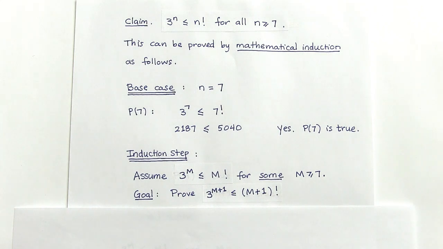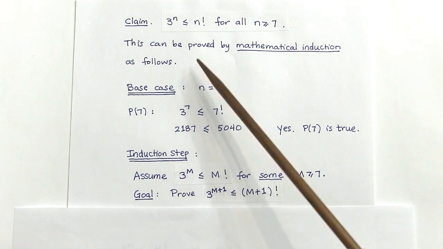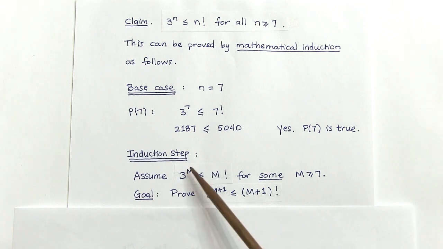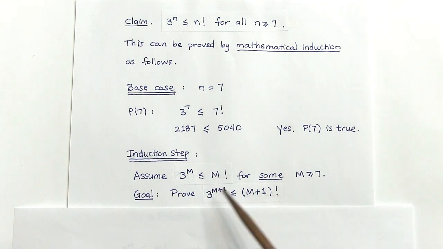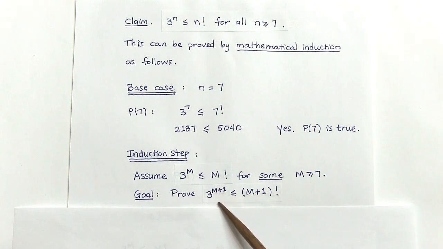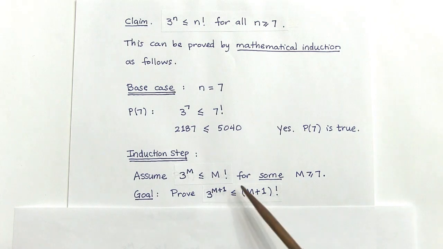And the induction step looks like this. So we assume that the predicate is true for some value of m greater than or equal to 7, and our goal is to prove that the predicate is true for the next value, m plus 1.